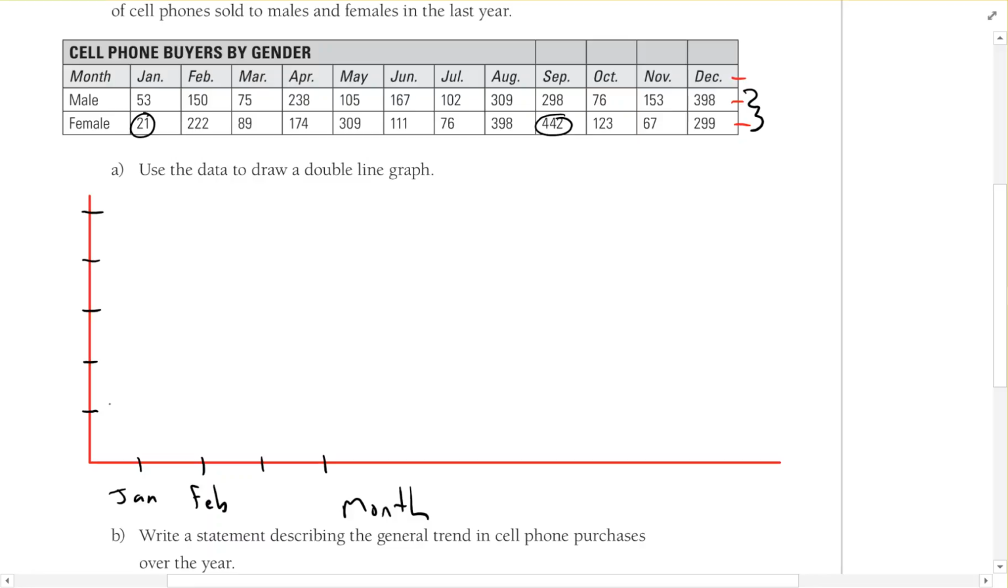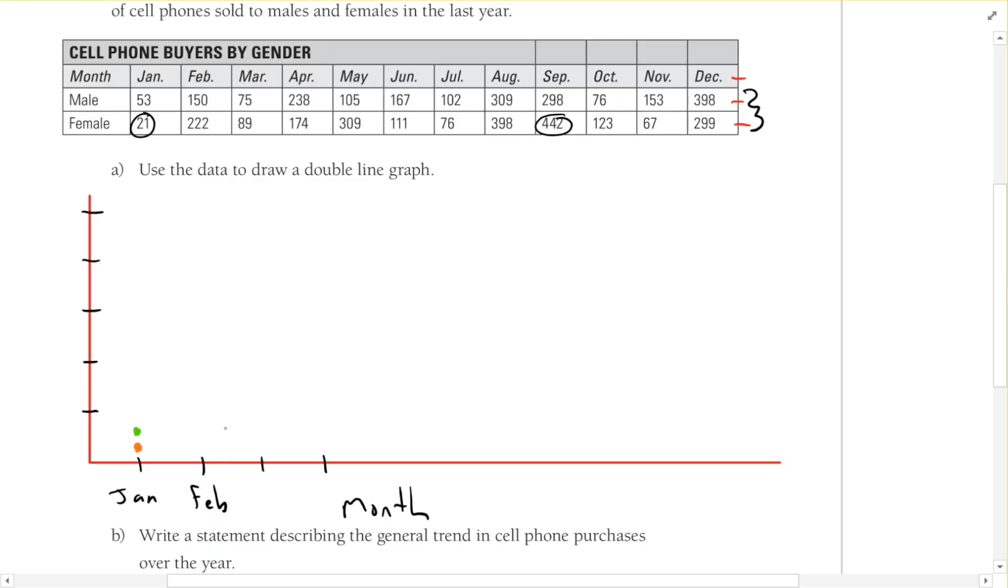And then we're going to be plotting these things across. So what you're going to have in the end here, I'm not going to do the whole thing for you, is what I would do is make one color for males and one color for females. So let's say male, the first number was 53 in January. So that would be something like that, right? Females, let's make orange maybe, would have been at 21, so like down there.